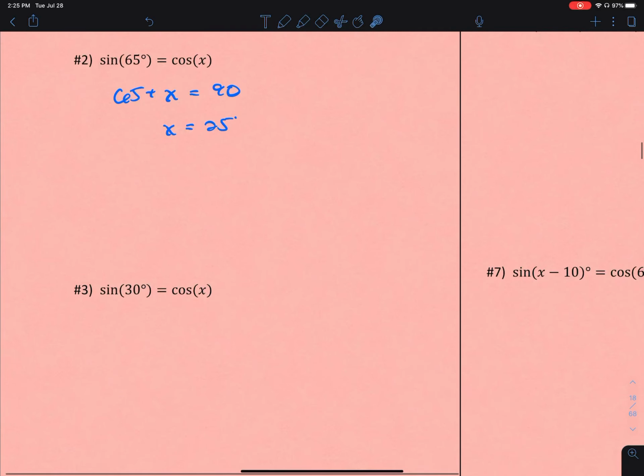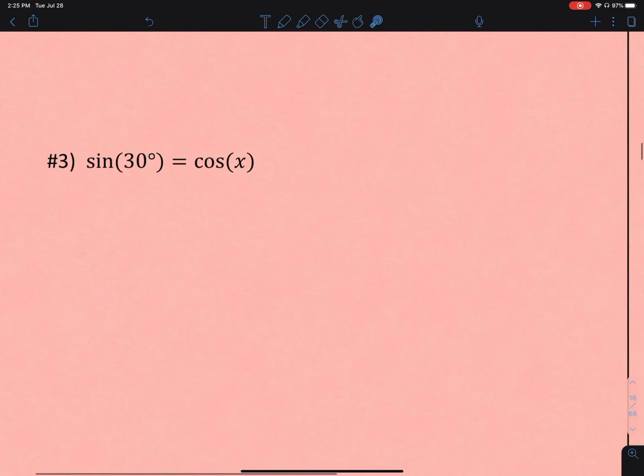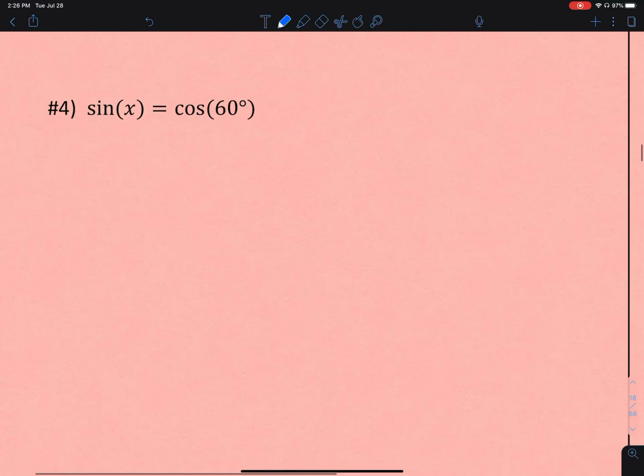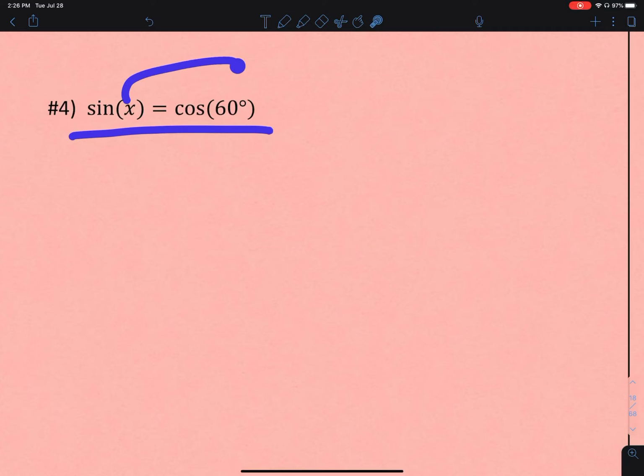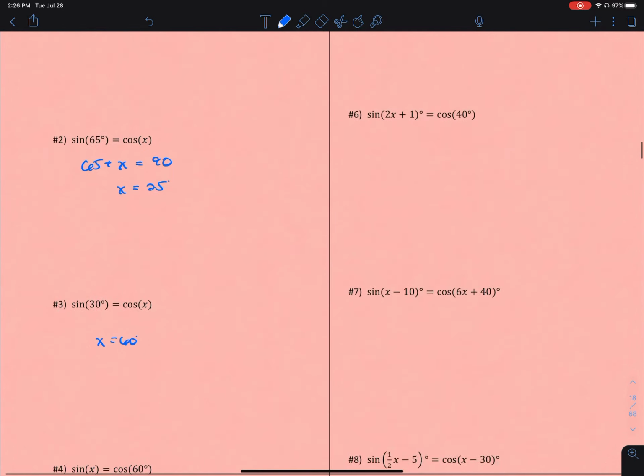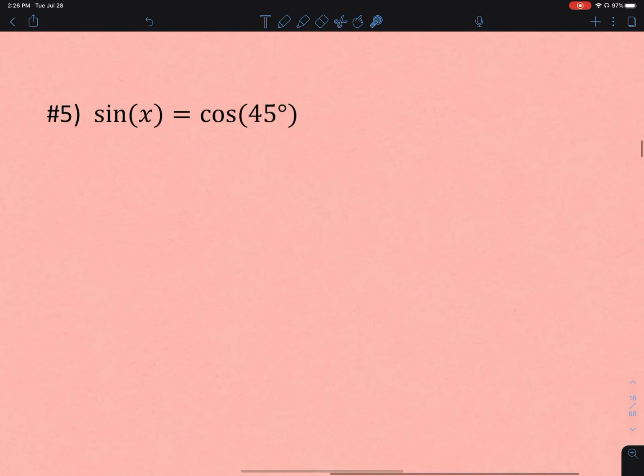Now, you don't have to actually show this work. Number 3, sine and cosine are equal. Therefore, the angles we're using are complements. X has to be 60 because 60 plus 30 is 90. Number 4, sine and cosine are equal. Therefore, these angles have to be complements. X has to be 30 degrees. Number 5, sine and cosine are equal. These angles then are complementary, so that means that x has to be 45 degrees.